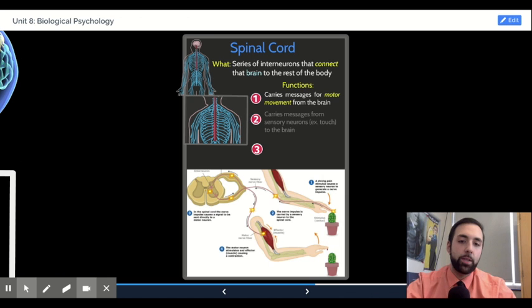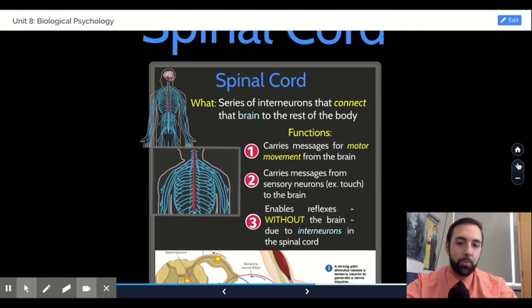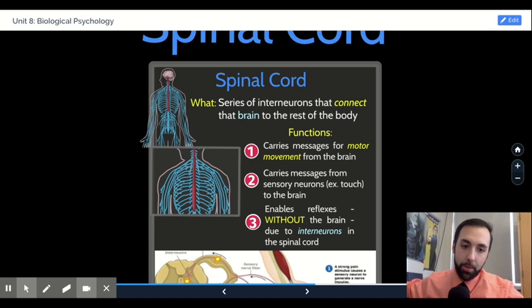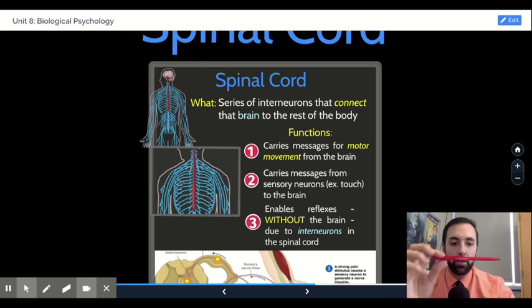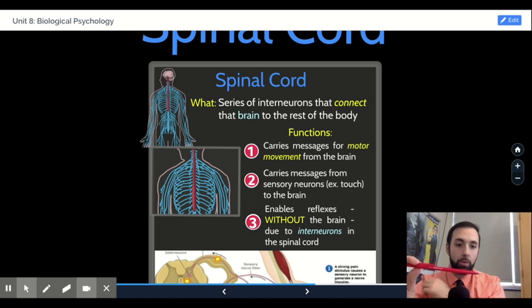The spinal cord is a series of interneurons that connect the brain to the rest of the body. To be more specific, and we've referenced this process several times throughout the unit, when you touch your fingertips, for example, when you pick up a pen, you are activating sensory neurons in your fingertips. Those sensory neurons are sending messages through neural impulses called action potentials, activating those neurons from resting to action potential, and that message is being sent to the spinal cord.